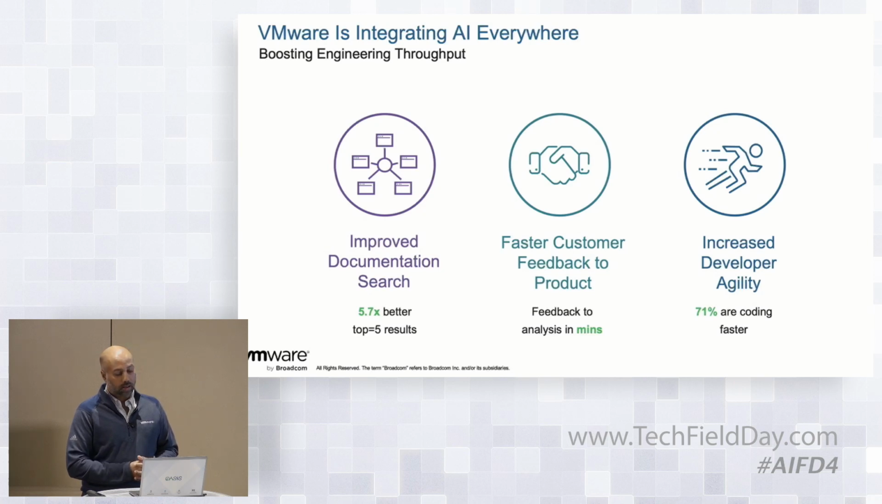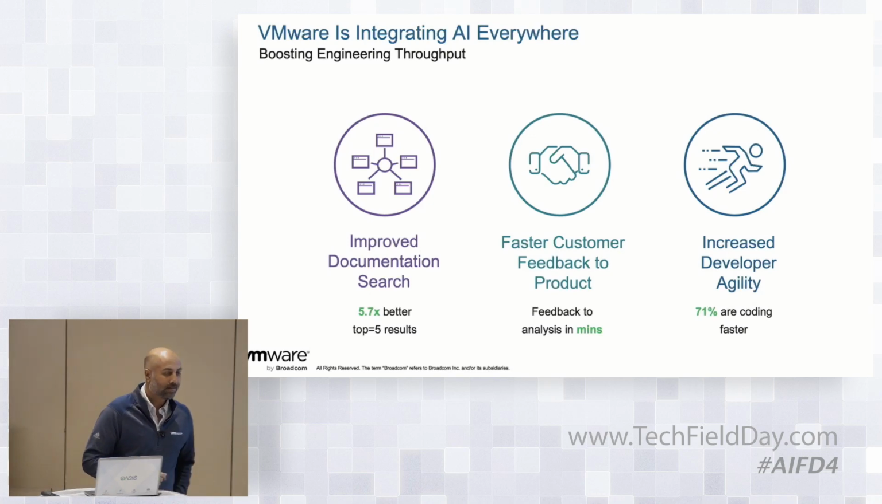So we worked with Stanford and built a domain-adapted model for VMware, which enabled us, in the top 5 recall, to get about 5.5 times better performance than the traditional search.